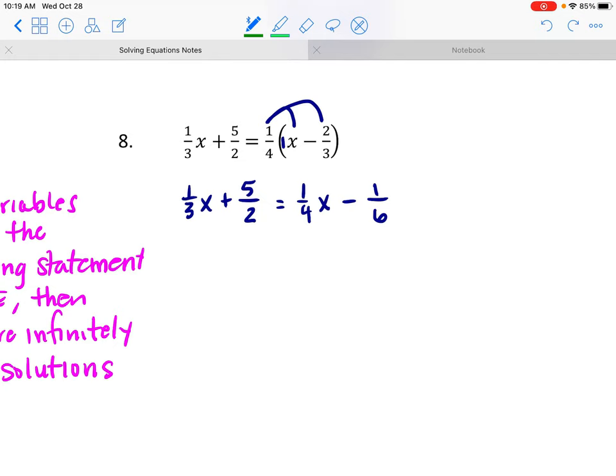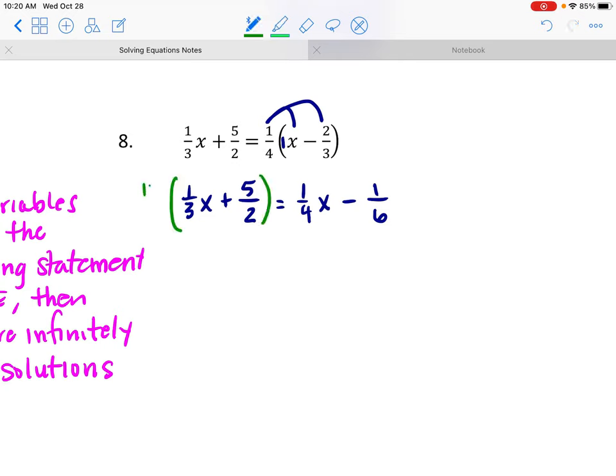And the way we can clear the fractions is by multiplying both sides of our equation by the least common denominator, or actually any common denominator for all 4 of them. So what I need is a number that 2 and 3 and 4 and 6 all divide into. And they all divide into 12, okay? So what I'm going to do is multiply both sides of my equation by 12.